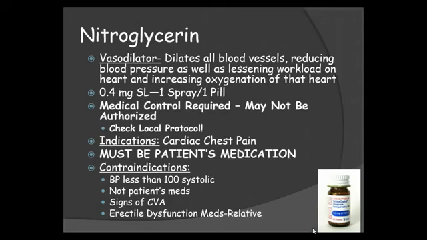Contraindications for nitroglycerin are blood pressure less than 100 systolic. They are not the patient's prescribed meds. The patient is showing signs of a CVA or cerebrovascular accident, or they have taken an erectile dysfunction med. These include Viagra or Cialis. When you are obtaining a patient's medical history, always make sure to ask in a chest pain situation if they have taken Viagra or Cialis. Explain to them that it could cost them their life if you give your medication after they've taken Viagra or Cialis.